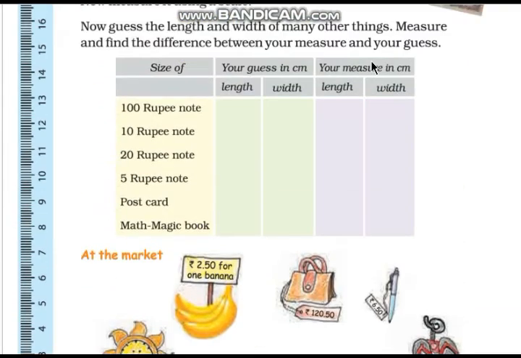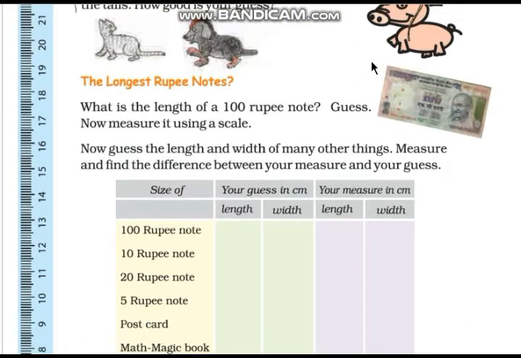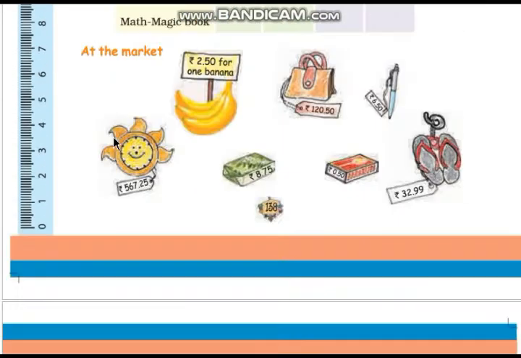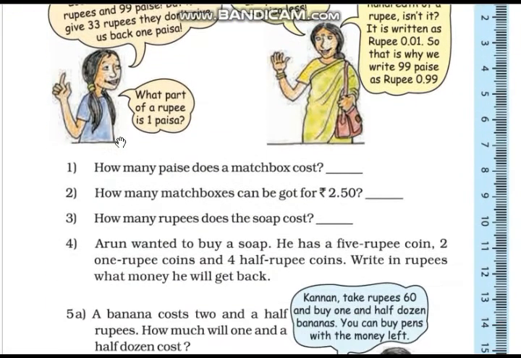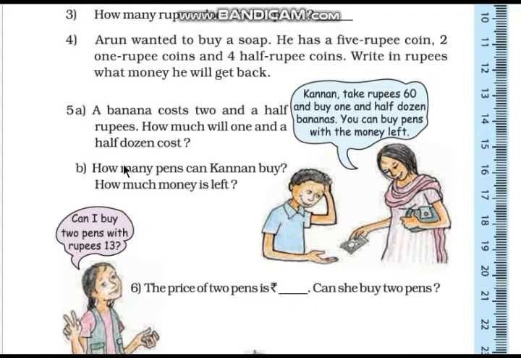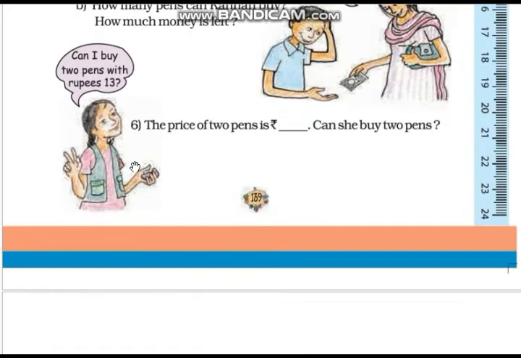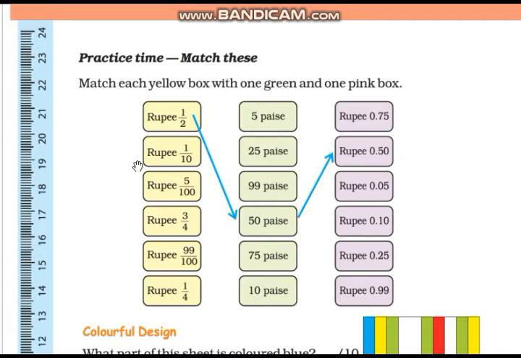We are discussing chapter number 10, tens and hundreds. In the previous session, we studied the topic At the Market. In that we solved some practice questions and learned subtraction, addition, multiplication and division of decimals. And in the topic Practice Time Math, you learned how to convert rupees into paise.